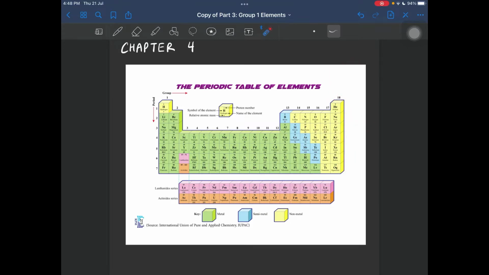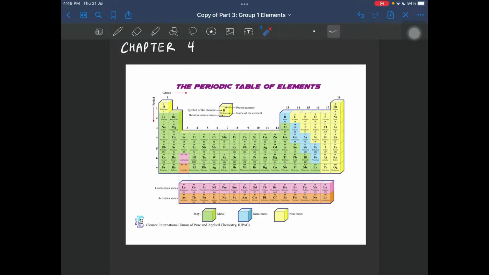And because they have achieved stable electron arrangement, they are unreactive. They are known as inert gases or noble gases, meaning that they are unreactive. They do not react with other elements or substances because it is already stable. Okay, so that's what we have learned in Part 2.